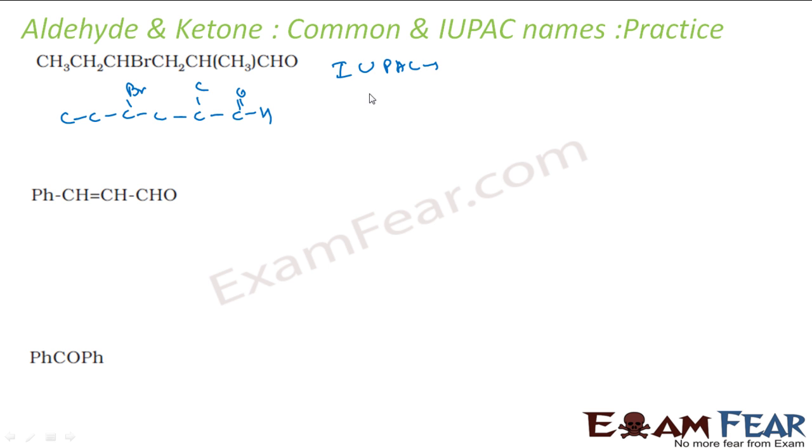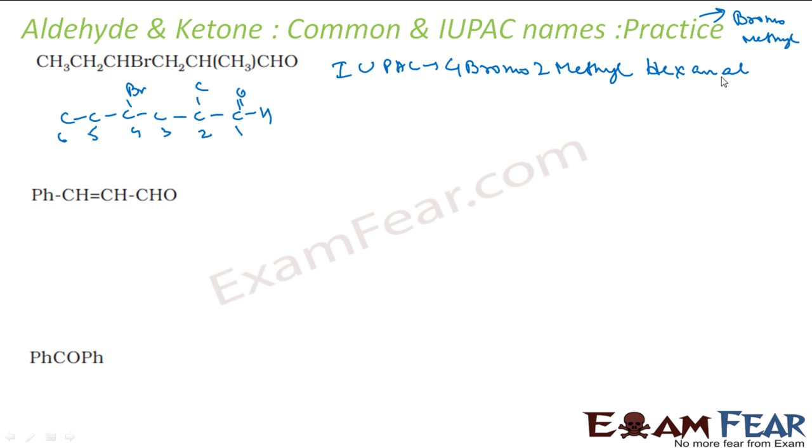Now let's try to name this by IUPAC. Numbering starts from this carbon. So I have substituents methyl and bromo. Let's start with alphabetical order, ABCD. B comes first, so it will be bromo first. At 4 I have bromo, 4-bromo. At 2 I have a methyl, 2-methyl. So I'm done with my substituents. Next I have 6 carbons in the chain, so it will be hex. All single bonds and the aldehyde. You can give 1-al also, or you can just ignore it, because if it is not given, assume that it's at position 1.